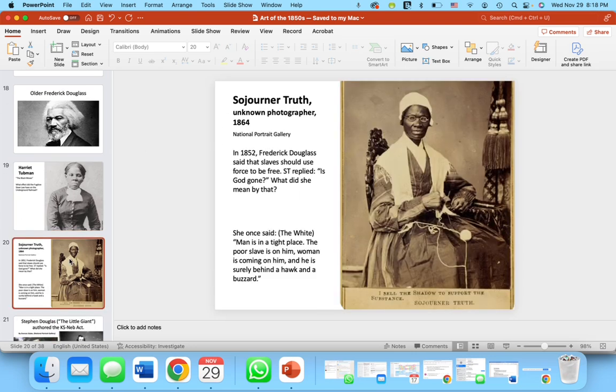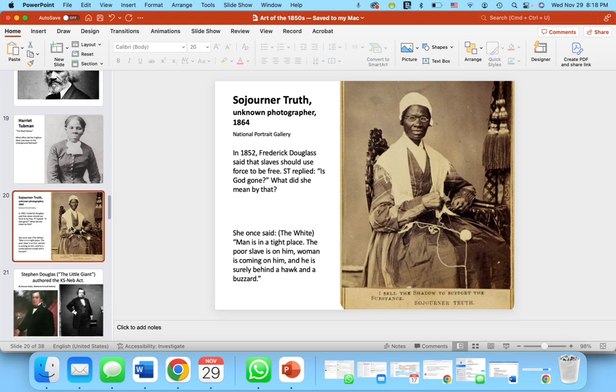Another African-American former slave was Sojourner Truth. She was actually enslaved in New York, I believe, very tall, about 6'3". And she not only fought for abolition, she also fought for women's rights.